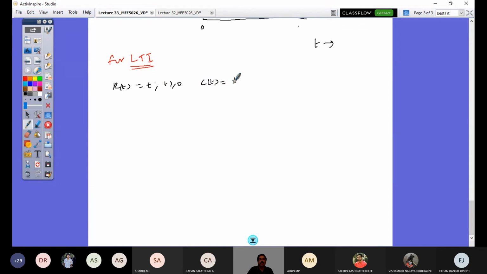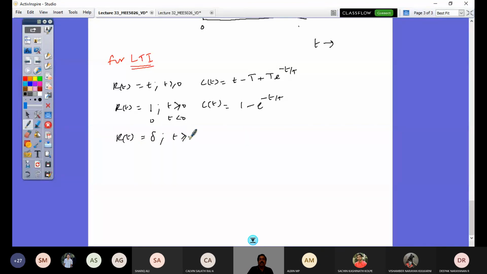When I had my input function as the unit step function, 1 for t greater than or equal to 0 and 0 for t less than 0, my response C of t comes out to be 1 minus e raised to minus t by T. And when R of t happens to be the Dirac delta function, for t greater than or equal to 0, I had my output function C of t as 1 by T e raised to minus t by T.